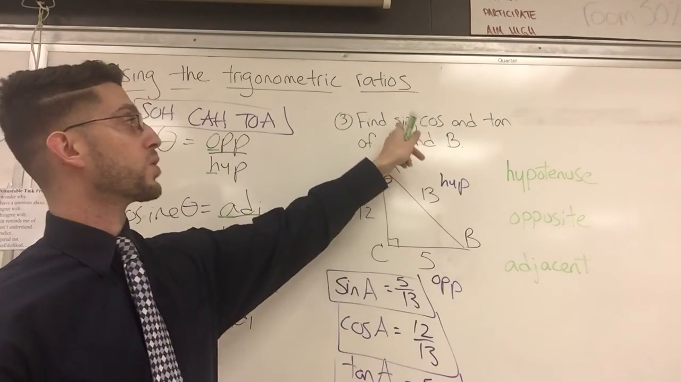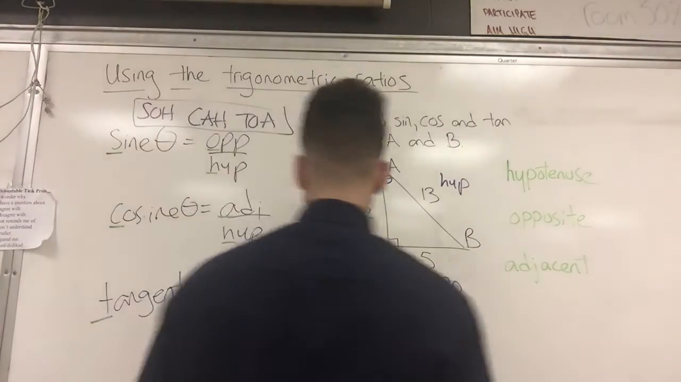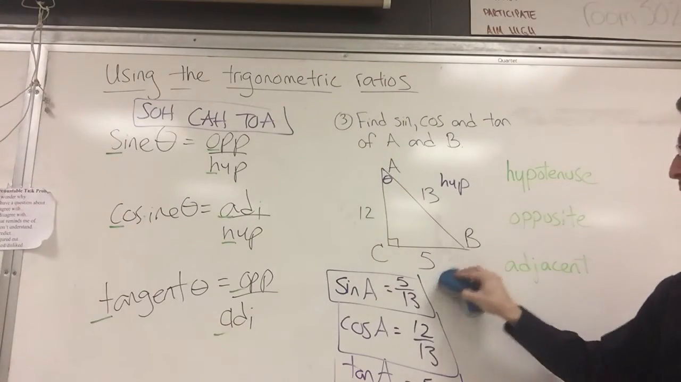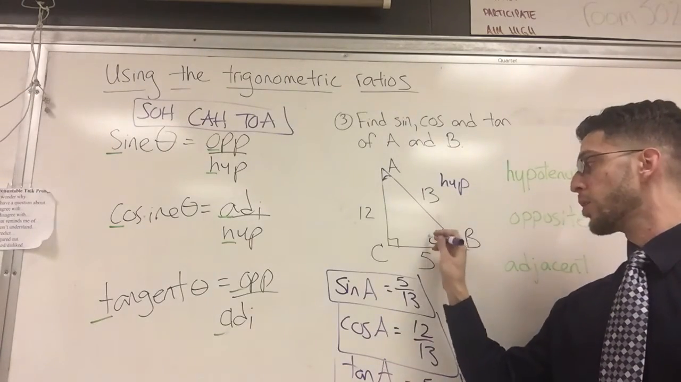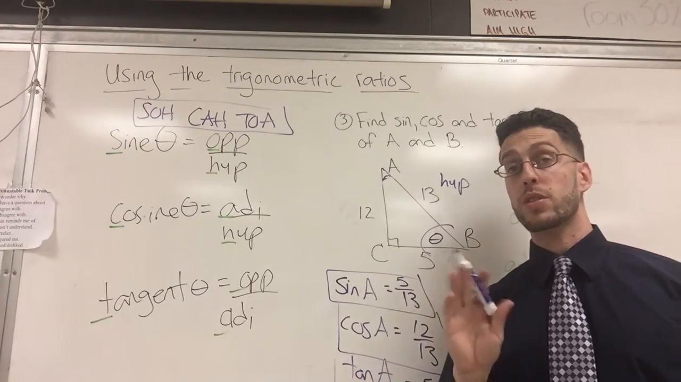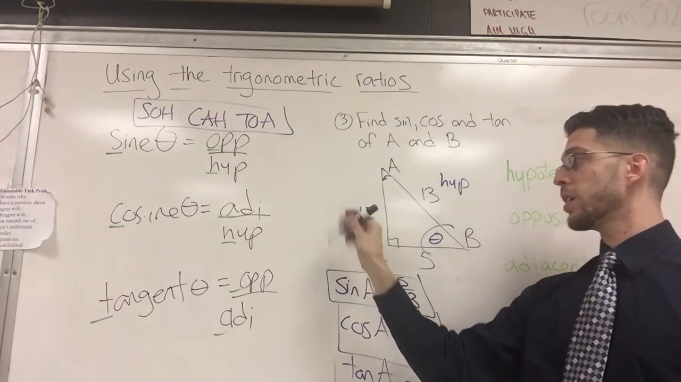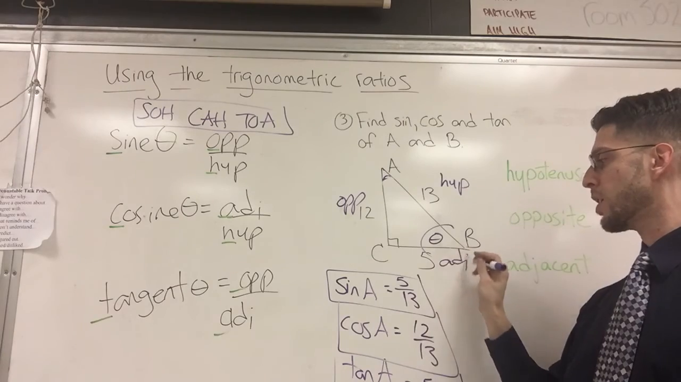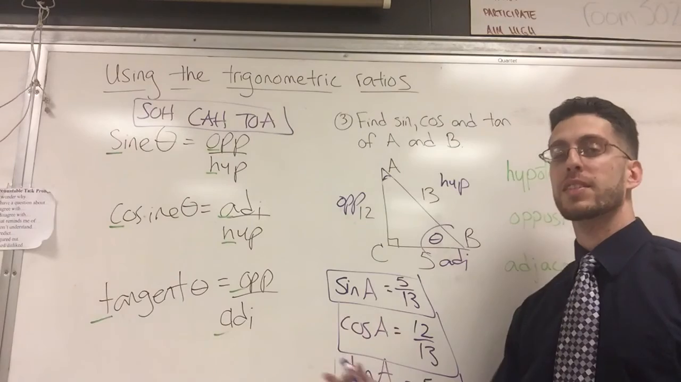But the question also says do the same thing, but for B. So what I would then ask you to do is erase your labels, erase the theta, and now I'm talking about B, so now your theta goes here, and you gotta relabel it. Notice I didn't erase the hypotenuse, it doesn't change, still the longest side. But now B is here, over there is opposite, and over here is next to me, so that's my adjacent. So try telling me the sine of B, the cosine of B and the tangent of B.